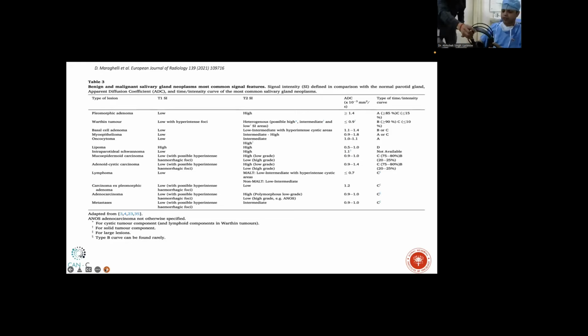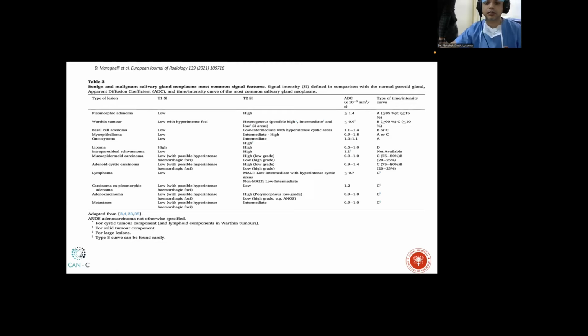That is, how rapidly a tumor takes up the contrast is basically dependent on four types. Type A is where the contrast is not taken up very fast. However, a malignant tumor, which is extremely vascular, almost always takes up the contrast very fast, and this is considered as B or C. So as you can see, most of the malignant tumors do have a B or a C type of time to intensity curve.